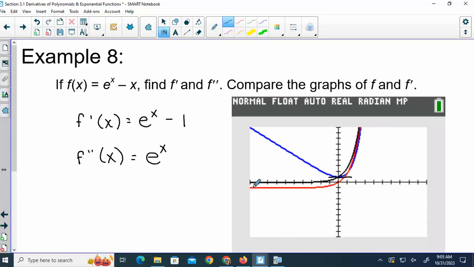If we're looking at the red one, its derivative is increasing the entire time. So it's always positive, always above the axis. It never had a horizontal tangent, so the derivative never equaled 0. So just kind of confirming what we've already talked about with these graphs. It's still true. Any questions there?